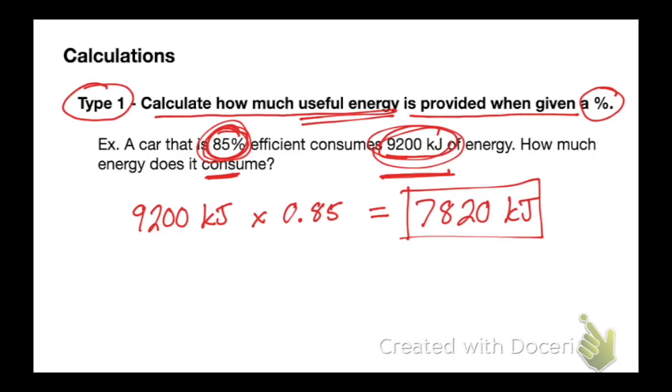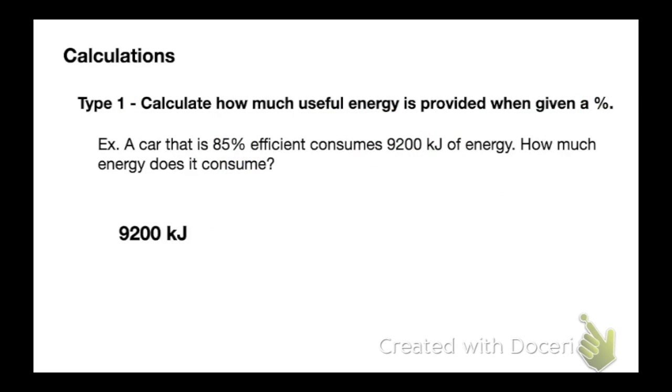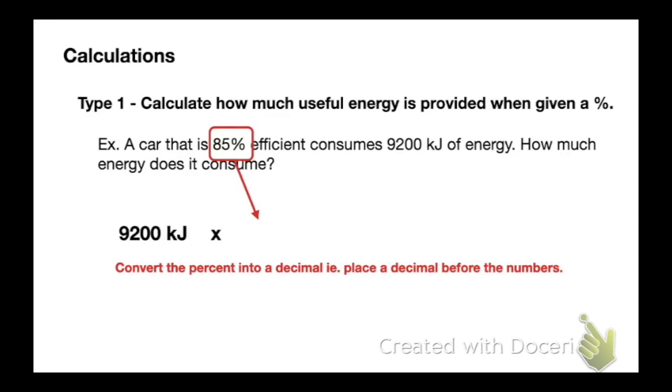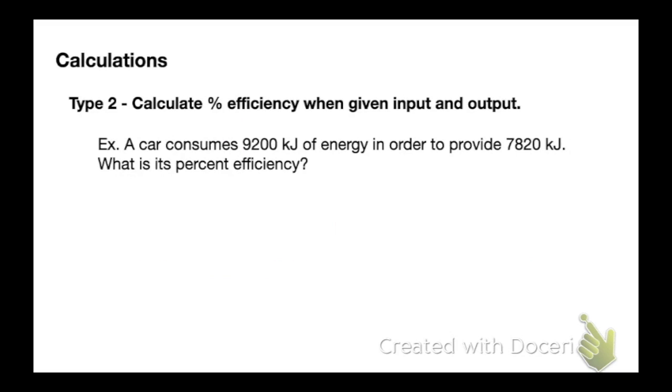Which means I have 9,200 kilojoules of energy available, but this machine only works up to 85% efficient, which means I really only get out 7,820 kilojoules. Okay, so I can show you that again this way. So I start with 9,200 times it by that number with a decimal in front, and I get my answer of 7,820 kilojoules. Okay, that's calculation 1. Let's do calculation number 2.